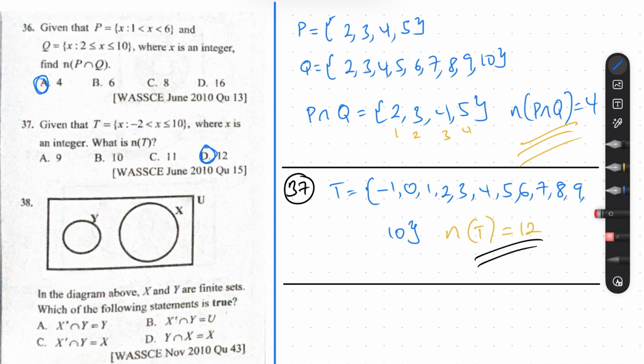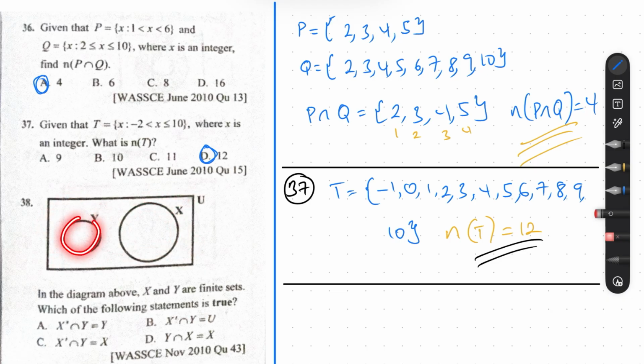Question number 38 says, in the diagram above, x and y are finite sets. Which of the following statements is true? So we just need to look at the options here and see which of them is true. Let's check them one by one. Here it says x complement intersection y is equal to y. So x complement here means everything outside of x, right?